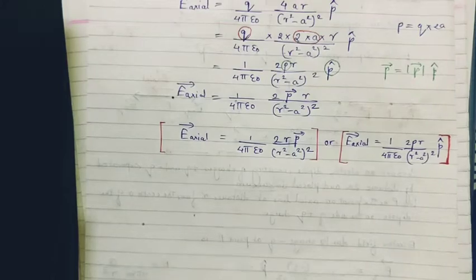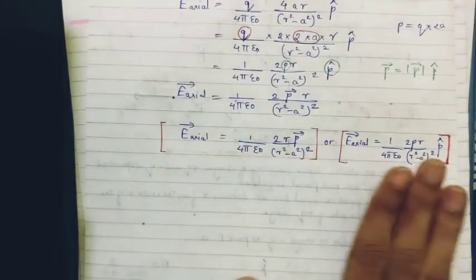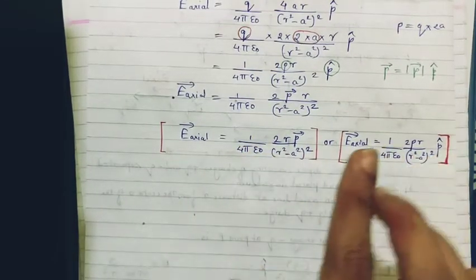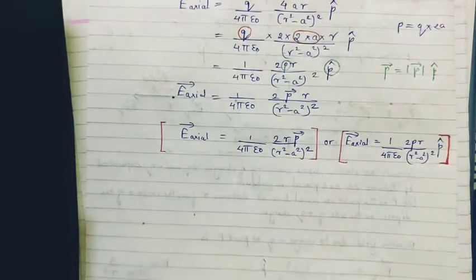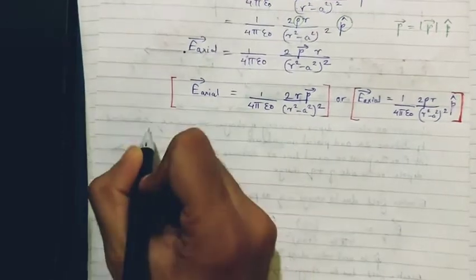So basically you can consider these two expressions as the final expression for the electric field at a point on the axial line of the electric dipole. Okay, so now let us consider one special case over here. So let's consider a special case.